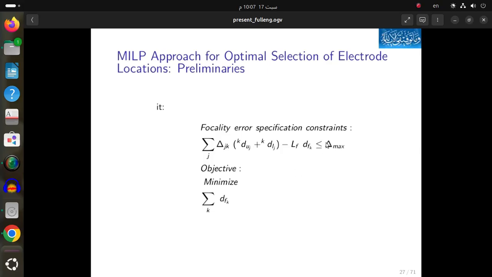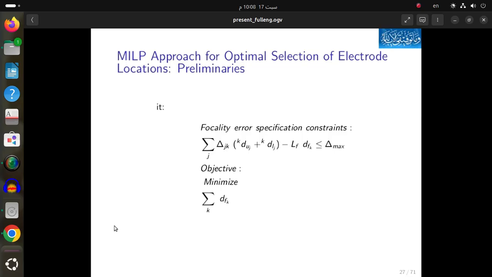We define the constraint as a breakable constraint, a constraint that can be relaxed. Our objective is that the number of broken constraints is minimal. So our objective is to minimize the number of broken constraints, which amounts to minimizing the number of locations at which the specified level of focality is not satisfied. This is the first way of defining the objective function that merges all the problems together.